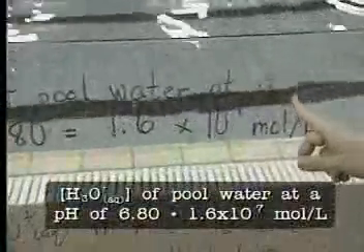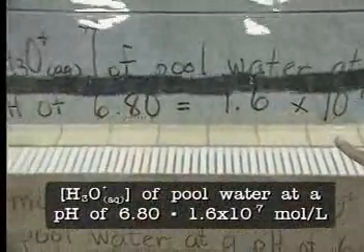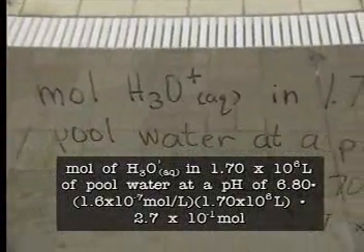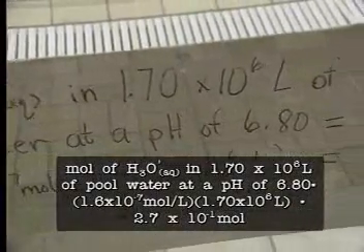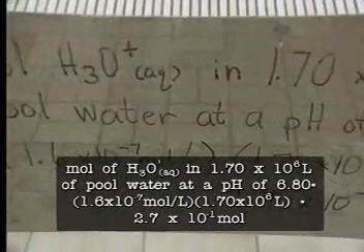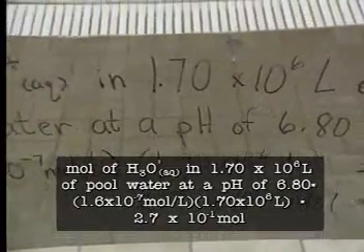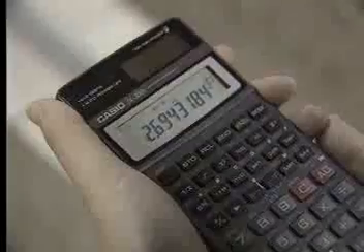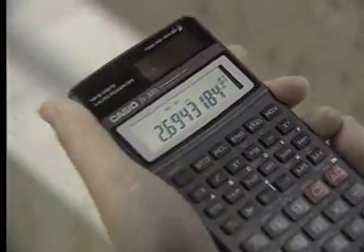Let's have a look at the first part of the calculation. The hydronium ion concentration of pool water at the pH of 6.80 is 1.6 times 10 to the negative 7 moles per liter. And the moles of hydronium ion in 1.70 times 10 to the 6 liters of pool water at a pH of 6.80 is equal to the concentration times the volume, and that gives me 2.7 times 10 to the negative 1 moles. Good. And Helen has written the rounded value here just for convenience, but she is holding all the unrounded values in her calculator until the final answer. Right, Helen? That's right.